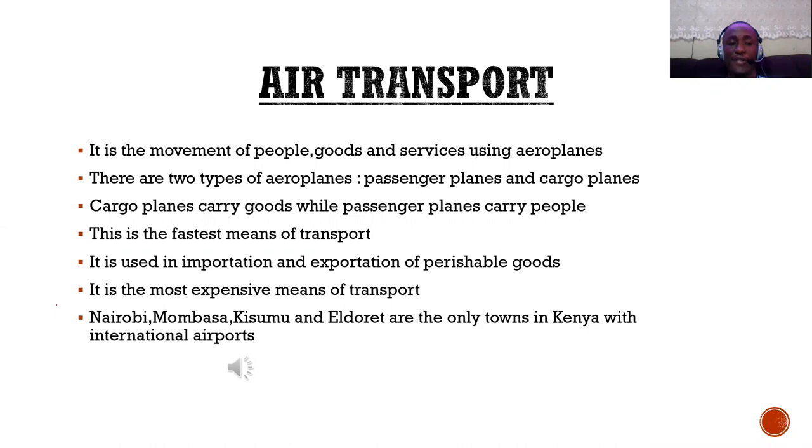Cargo planes carry goods while passenger planes carry people. Let us continue. Air transport is the fastest means of transport. It is used in importation and exportation of perishable goods. And then, on the second last point, it is the most expensive means of transport. And lastly, Nairobi, Mombasa, Kisumu, and Eldoret are the only towns in Kenya with international airports.